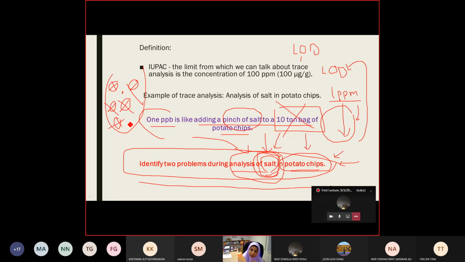You want to make sure the analyte can be detected by your instrument, and the second one, how I want to remove the matrix from this drinking water. Then only you can move to the second stage, which is you want to analyze it.